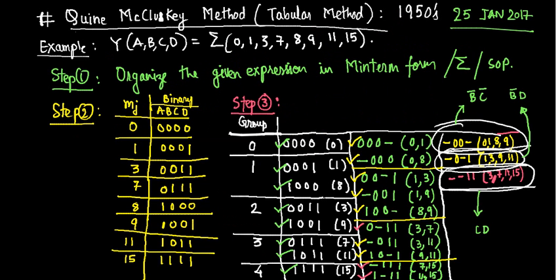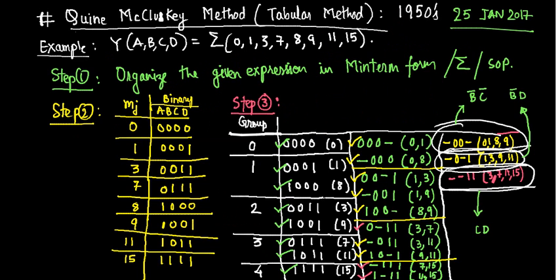In that, what we need to do is, once some expression has been given to you in min term form, that's okay. If it is not in min term form, organize it in min term form. That's step 1. Step 2 is to form a binary representation of each and every min term. So 0, 1, 3, 7, 8, 9, 11, 15. Each of these terms has a binary representation. Make that.